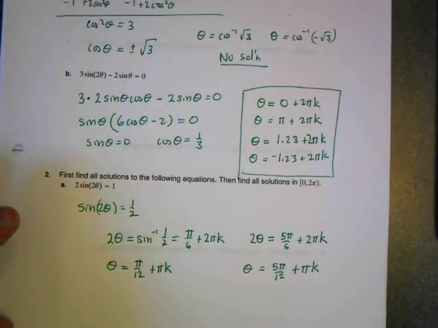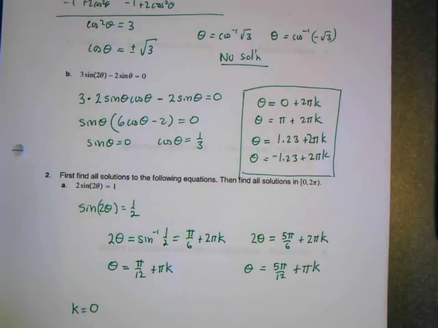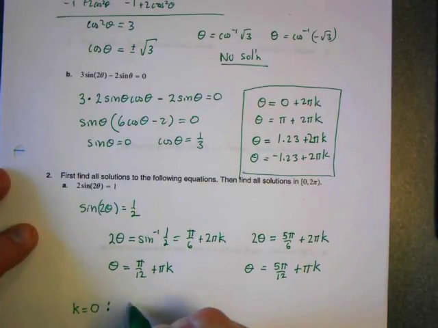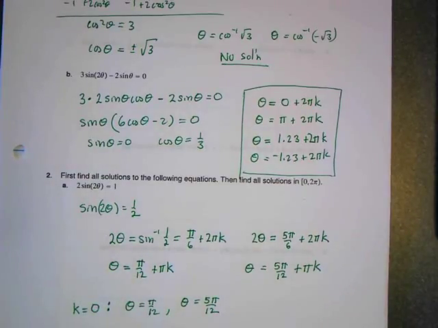Well, I'm going to pick my favorite numbers for k. What's my favorite number to pick? 0. 0 is always my favorite number to pick, because 0 is always the easiest number to plug in. If I plug in 0, this one gives me theta equals pi over 12. And this one would give me theta equals 5 pi over 12. Those are both between 0 and 2 pi.